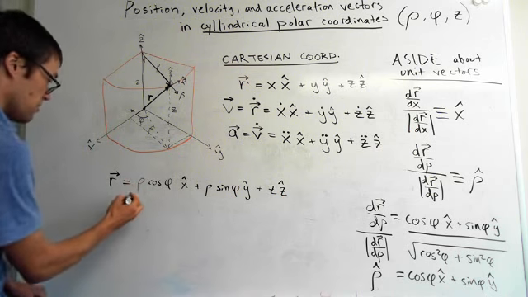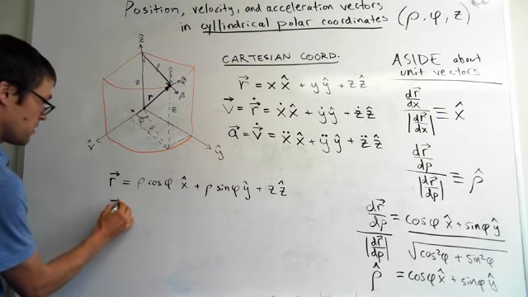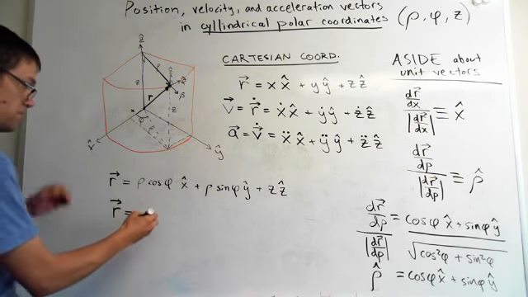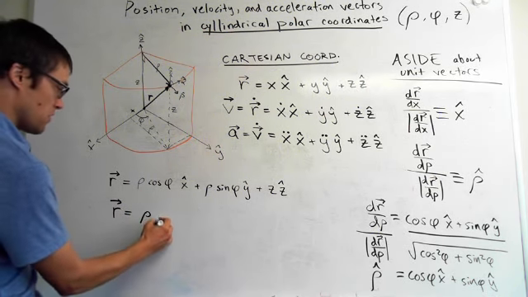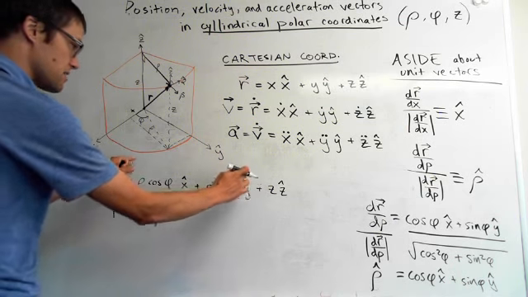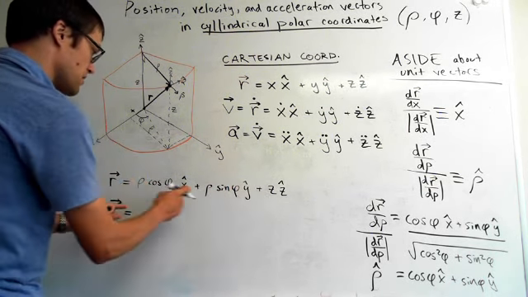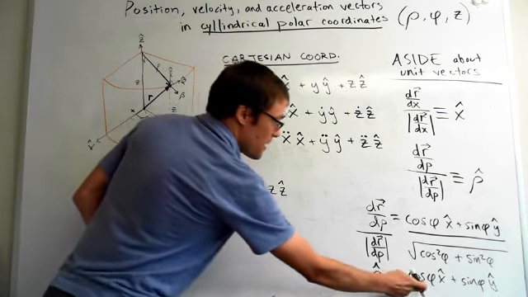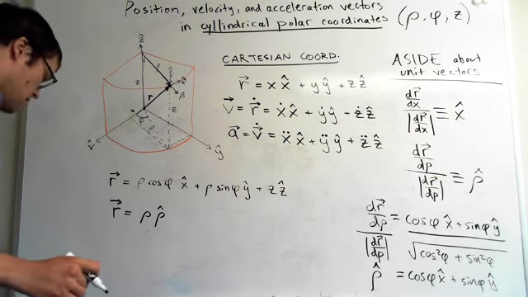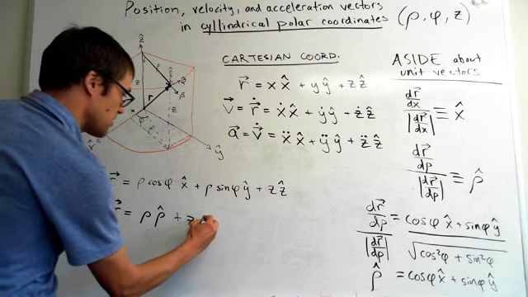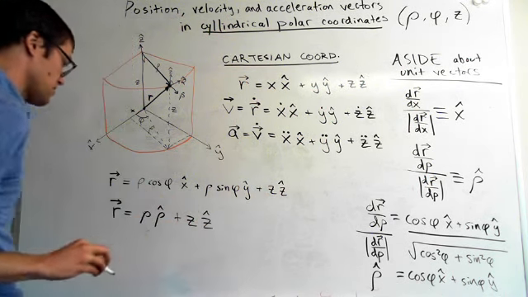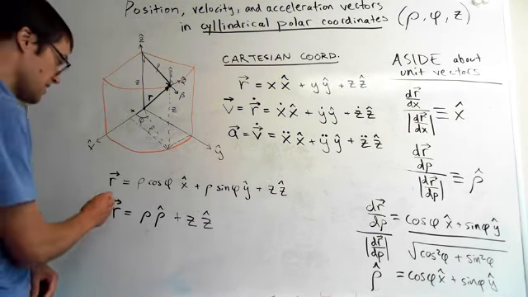So if we want to write down the position vector in cylindrical polar coordinates, it is rho times rho hat. That's this guy, right? That's rho times that thing plus z times z hat. That's still keeping the z coordinate there. That's it. That's the whole thing.